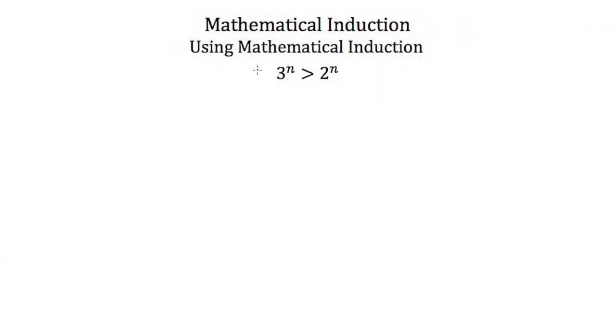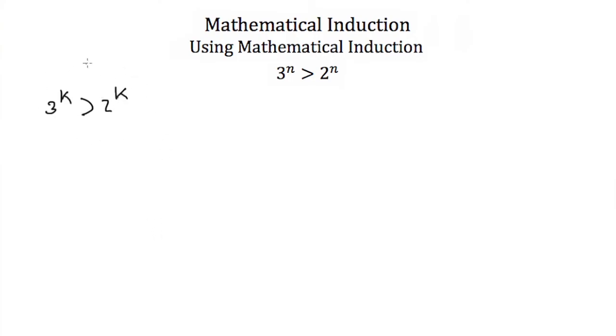So let's see what happens when we change our equation around a little bit. Here we have 3 to the n is greater than 2 to the n. We lost our plus 1 here. We want to see if this is true for all values of n. So we pick a random value of n, which we call k. So 3 to the k has to be greater than 2 to the k.